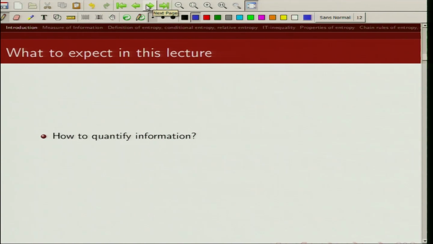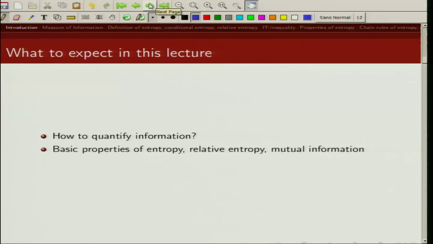So after this lecture you should be able to quantify information, and you should be able to know what is entropy, conditional entropy, joint entropy, mutual information, and their properties.